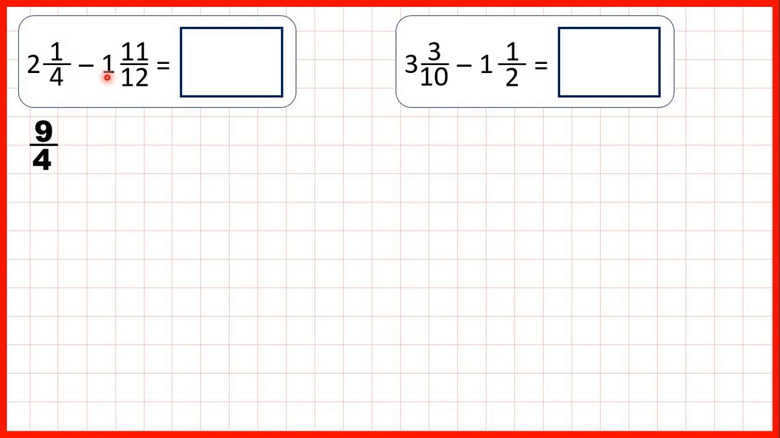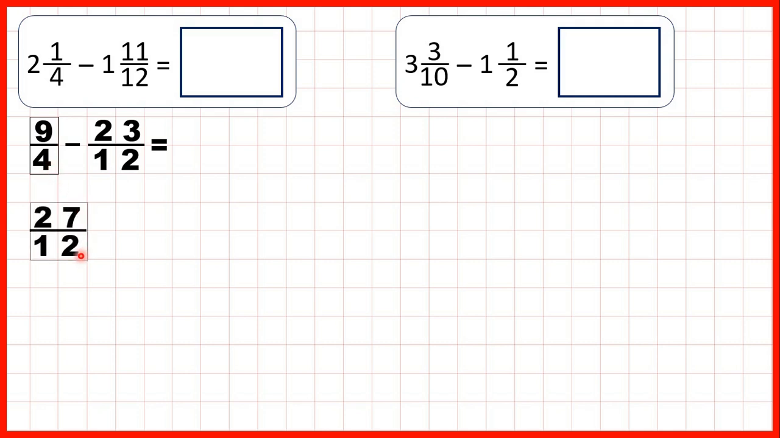We're subtracting 1 and 11 twelfths, but we can turn that into an improper fraction as well. 1 times 12 is 12, plus 11 is 23, so we can subtract 23 twelfths. But to subtract fractions, we need the denominators to be the same, so we need to find a fraction equivalent to 9 quarters which has a denominator of 12. 9 quarters is the same as 27 twelfths.